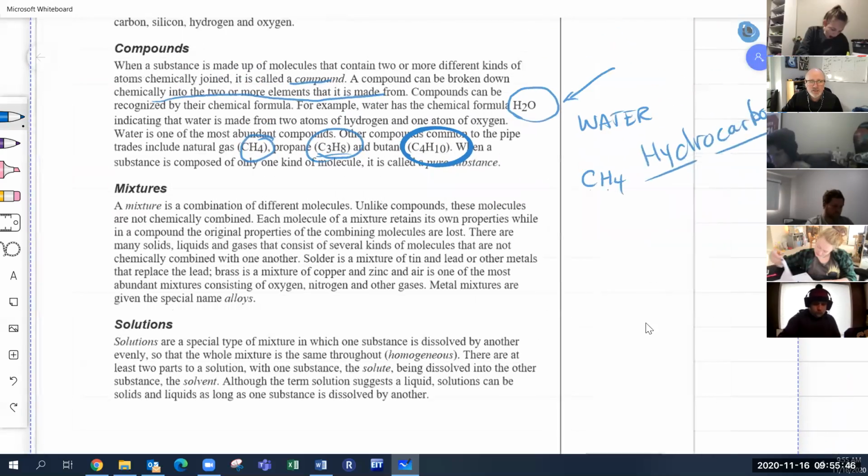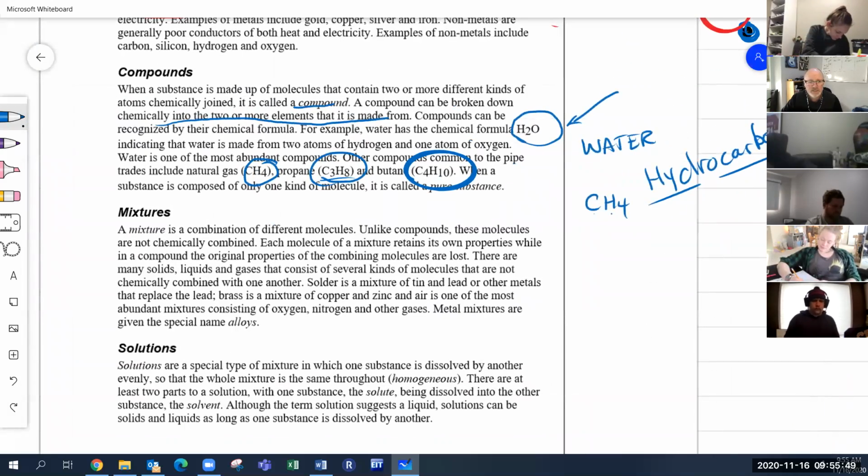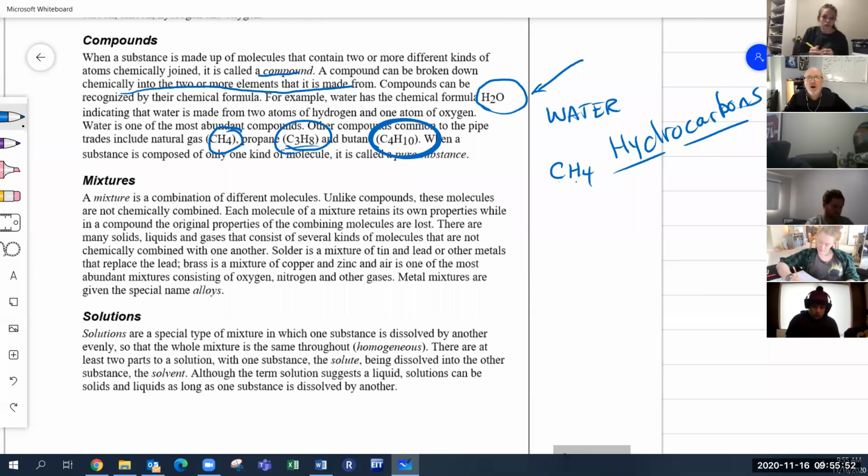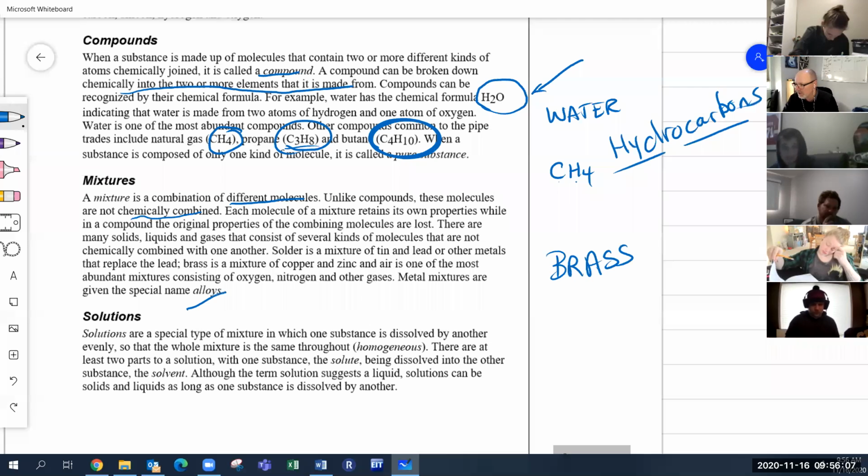Now, a mixture is a combination of different molecules, but they're not chemically combined. A lot of these are like alloys, where we have like brass. Brass is a mixture, because if I melt down brass, I will get the copper and zinc or tin. I will get them separating. So they're not chemically joined. They're just a mixture put together to make something different, an alloy, if you will. Okay.